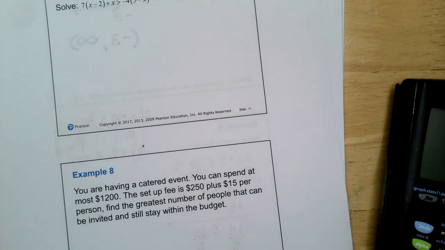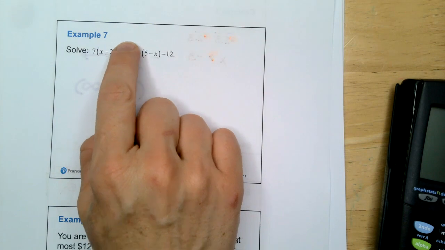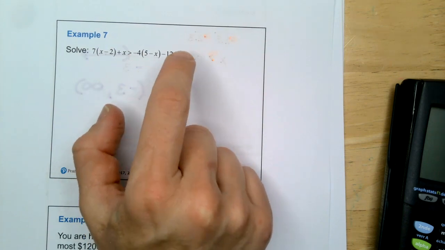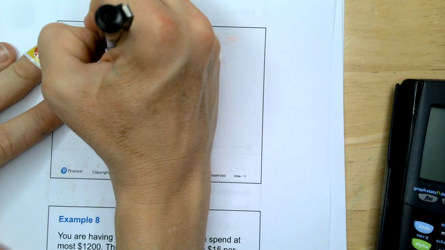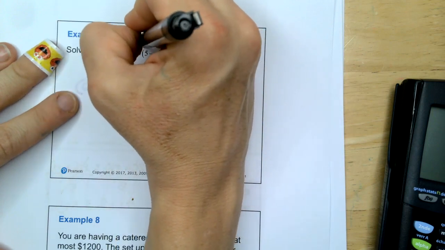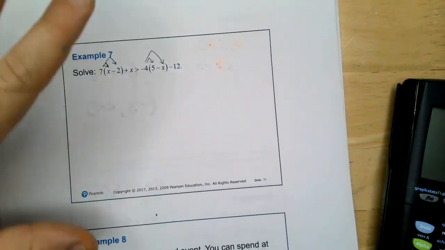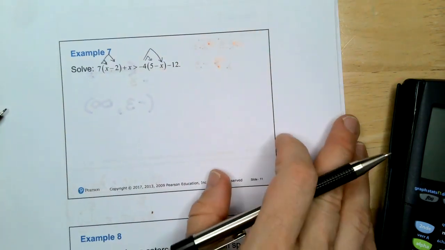Here we have 7 times the quantity x minus 2 plus x, outside of the parentheses, is greater than negative 4 times the quantity 5 minus x minus 12. So we're going to distribute the 7, distribute the negative 4, make sure you keep it a negative when you're distributing it. And then we're going to simplify on either side of the inequality symbol, and then we're going to start moving things across the inequality symbol.